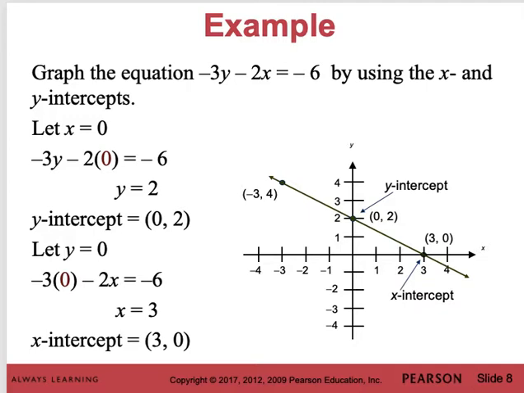So in this case, if x equaled 0, we can solve for y to equal 2, and find the y-intercept. If y is equal to 0, we solve for x, and then we can find one more point to plot the graph. If x equals negative 3, then y would equal 4.